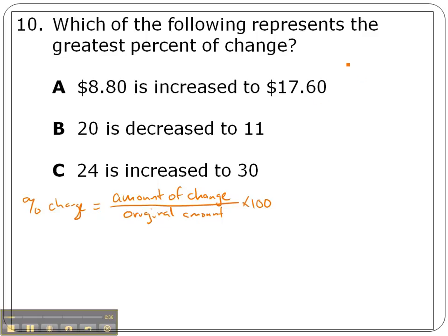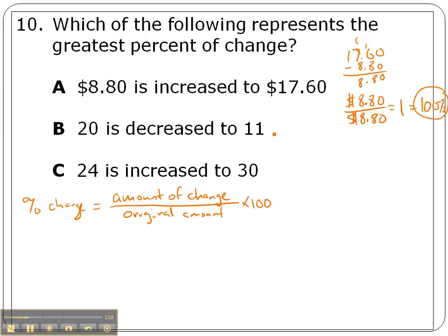The amount of change for A would be 1760 minus 880, which equals 880. That's the amount that was increased from 880 to 1760, so it changed by 880. Divided by the original amount, which is 880, and right away you can see that's going to equal 1. Any number divided by itself equals 1, which times 100 would equal 100%. So that's the percent change for A.